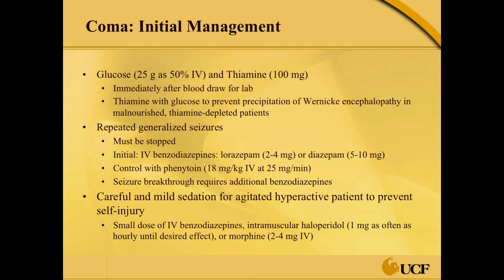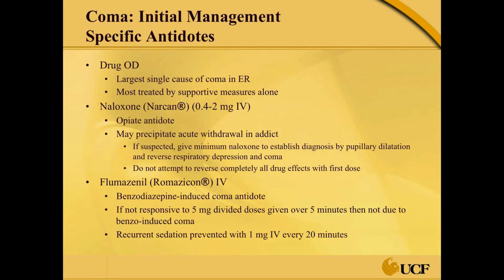Careful and mild sedation for agitated, hyperactive patient to prevent self-injury is going to be important. Using Haldol, 1 milligram as often as hourly until the patient is sedated, and then even morphine at 2 to 4 milligrams IV. For drug overdoses, this is going to be the largest single cause of coma in the ER.